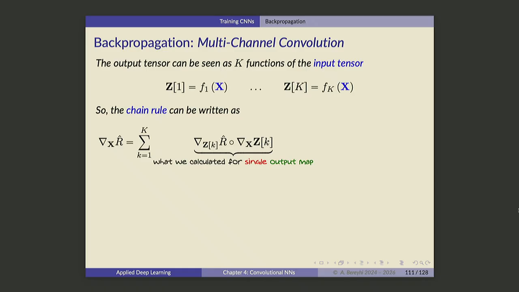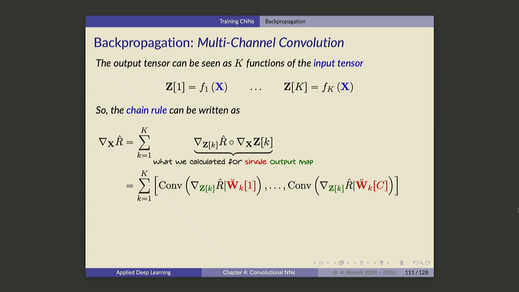Correct? So every single map is coming from one separate filter. And if you think about just one of them, that one is the previous operation we talked about. So you can write it down in this form, and you would say, okay, this is essentially the gradient of r hat with respect to that particular map, multiplied with the corresponding channel. So this tensor you see in the brackets is the gradient for one particular k. And if you are doing chain rule, then you are going to add up everybody.